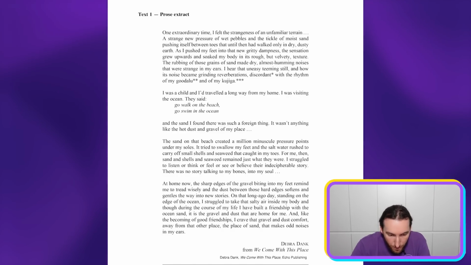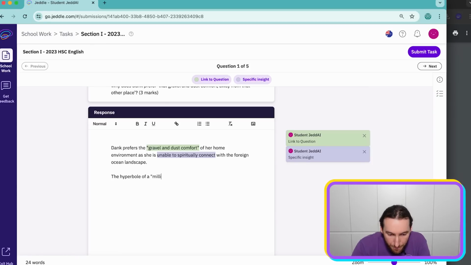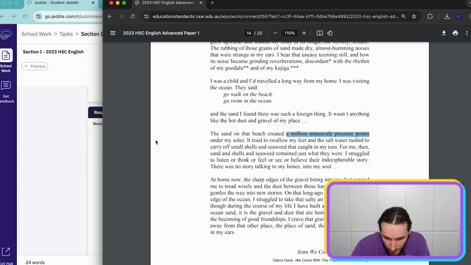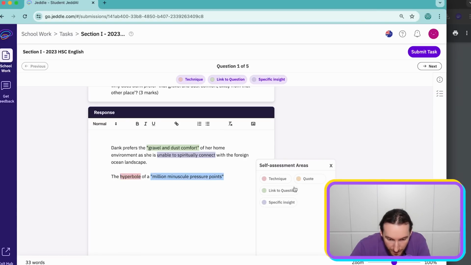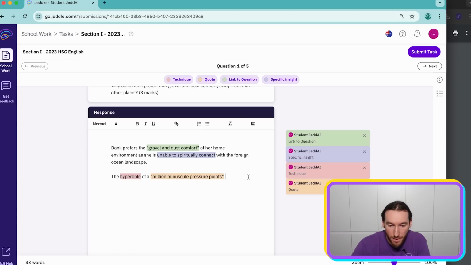The hyperbole of a million minuscule, you might say that's kind of an alliteration as well, but we don't need to focus on everything. Minuscule pressure points. There we go, that's our quote, looking back at the paper. Notice the simple structure I'm using here. The technique, the hyperbole of a million minuscule pressure points, there's my quote, right? It's that simple. The hyperbole of a million minuscule pressure points, what does that do?